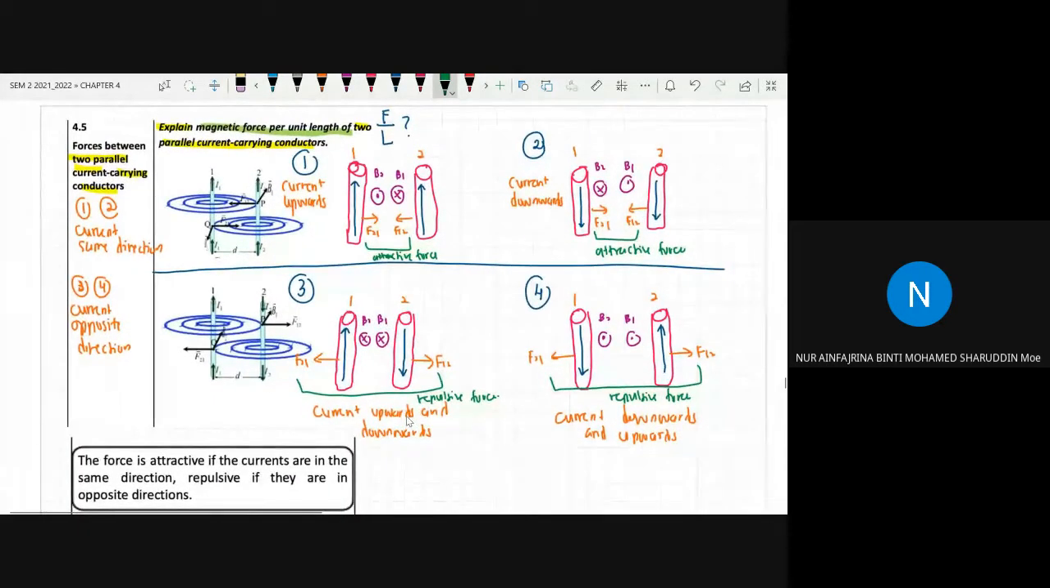Okay, so in conclusion, you need to understand one thing. Force is attractive when? When the currents are in the same direction. So when you have the current in the same direction, your force is attractive. And it will be repulsive when you have current in opposite directions. So when your current is in opposite directions, it is repulsive. When same direction, it is attractive.